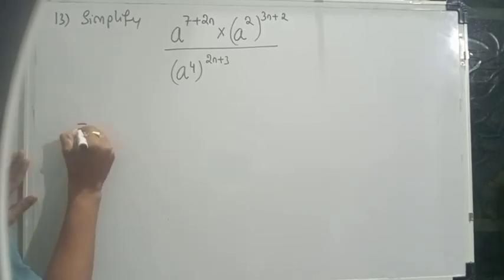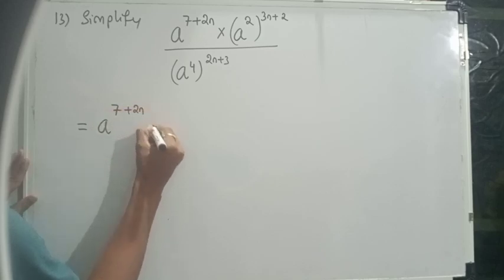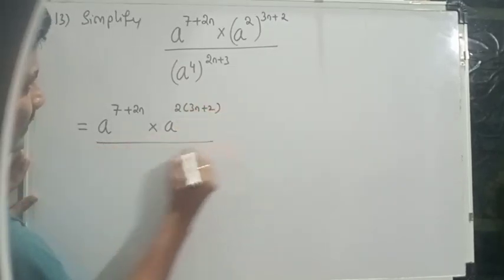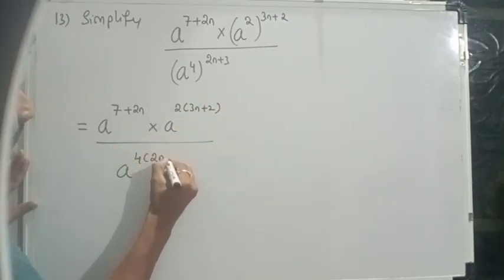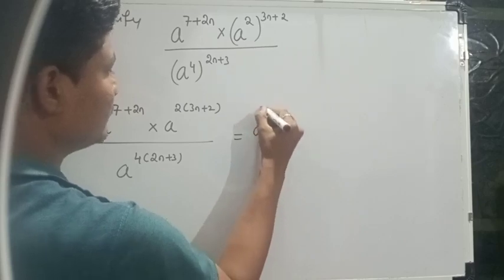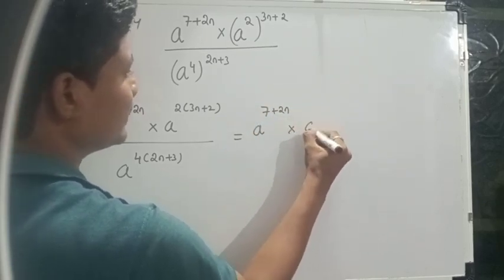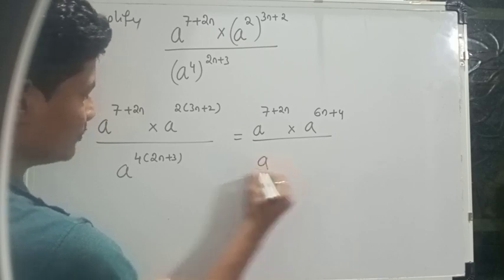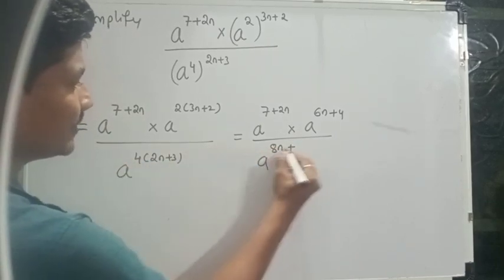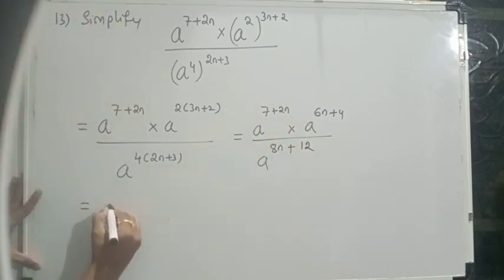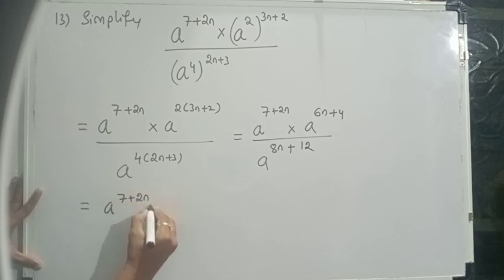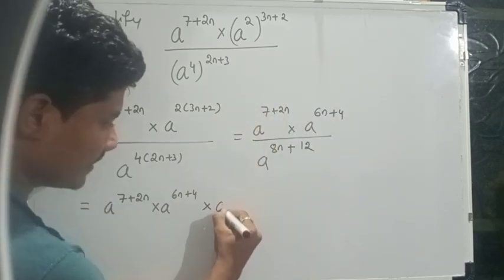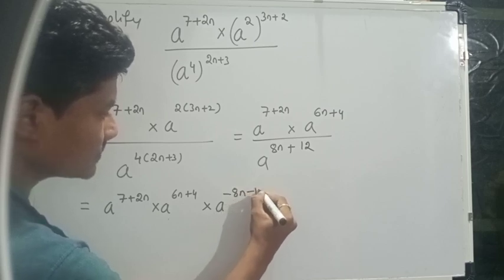Simplify this term. E to the power 7 plus 2n into e to the power 2 into 3n plus 2, whole divided by e to the power 4 into 2n plus 3, which is equal to e to the power 7 plus 2n into e to the power 2 into 3n is 6n plus 2 into 2 is 4, divided by e to the power 4 into 2 is 8n plus 4 into 3 is 12. I am adding this power, so 2n plus 6n plus 4, into, I will take it to the numerator, e to the power 8n, that is minus 8n minus 12.